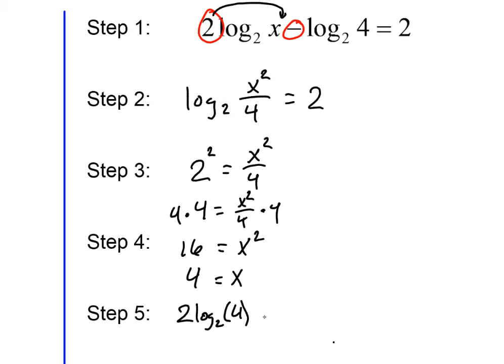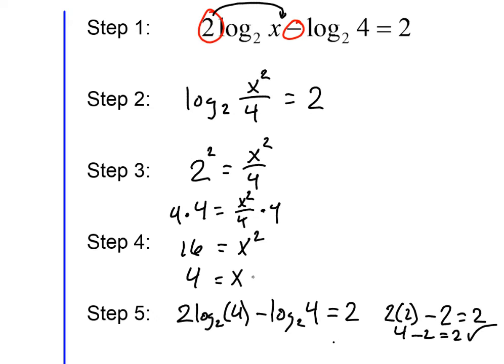So 2 times log base 2 of 4 minus log base 2 of 4 again is equal to 2. Log base 2 of 4 is equal to 2. So my problem now says 2 times 2 minus another log base 2 of 4, which is another 2, is equal to 2. 4 minus 2 does equal 2. So my answer of 4 is correct.